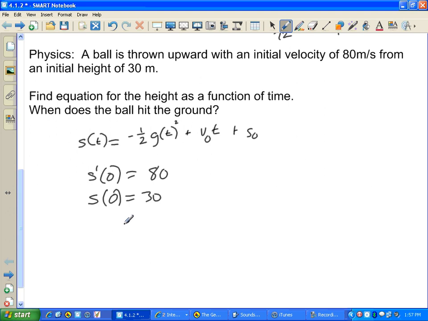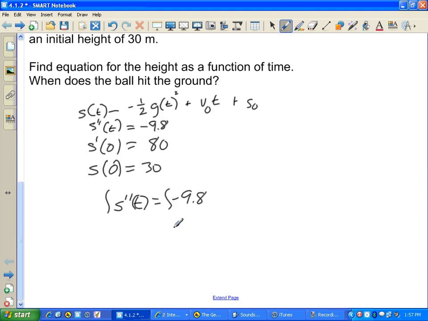And I know that our acceleration, which would be our second derivative, at every time is always going to be negative 9.8, because we're in meters, so we want to use the meter. Well, if I start by integrating my second derivative, I'm going to integrate this to get up to my first derivative.